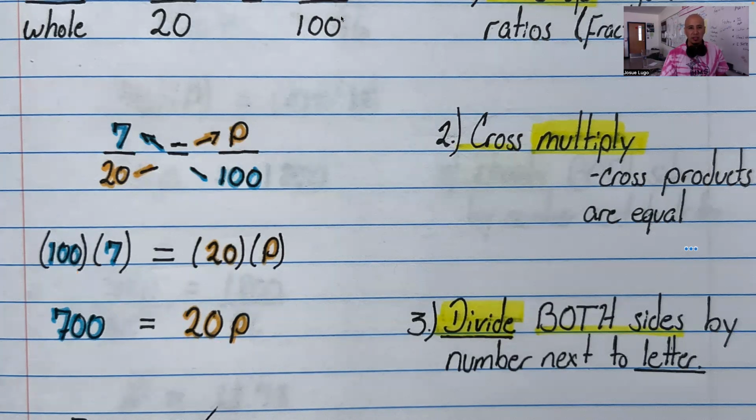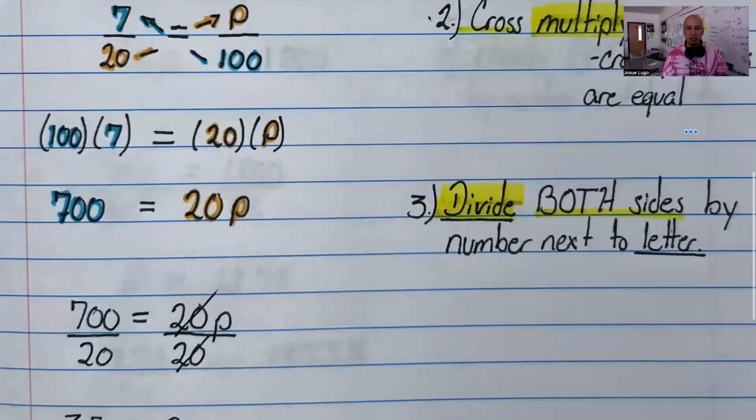All right. And then my third step, ladies and gentlemen, so we just multiplied. Now we're going to divide. We're going to divide both sides of the equation by the number next to the letter. So notice how the letter is right here, and the number next to the letter is 20. So that means that I need to divide by 20. So I'm going to divide. I'm going to use a fraction to show division. So I'm going to divide by 20. And I'm going to divide both sides by 20.